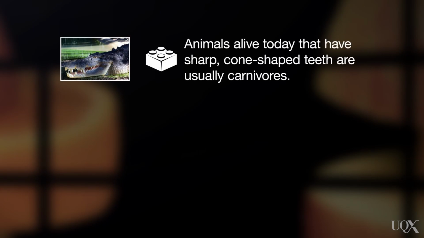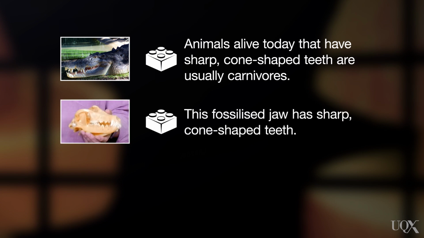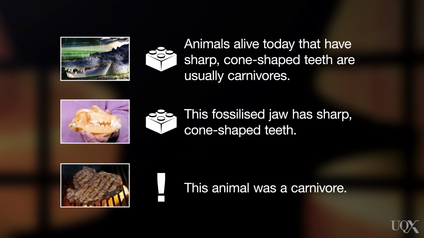Here's a good example. Premise 1. Animals alive today that have sharp, cone-shaped teeth are usually carnivores. Premise 2. This fossilized jaw has sharp, cone-shaped teeth. Conclusion: this animal was a carnivore.